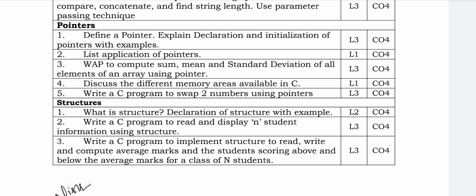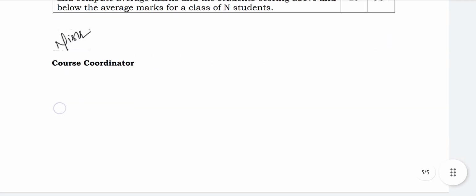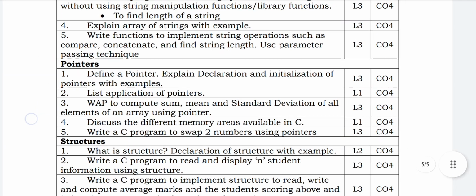So third question, write a C program to implement a structure to read, write and compute average marks, and the students scoring above and below the average marks, for a class of n students. So that completes the fifth module.